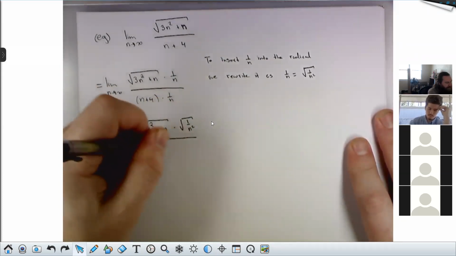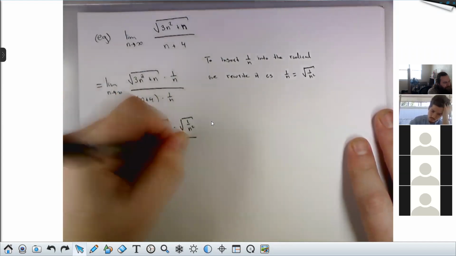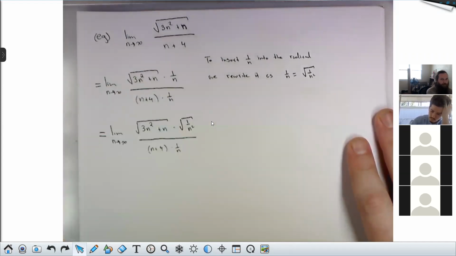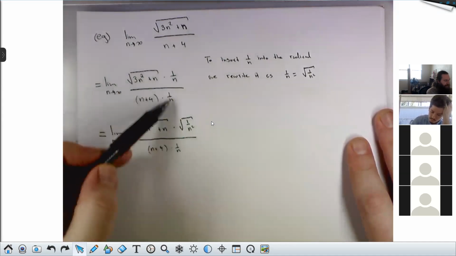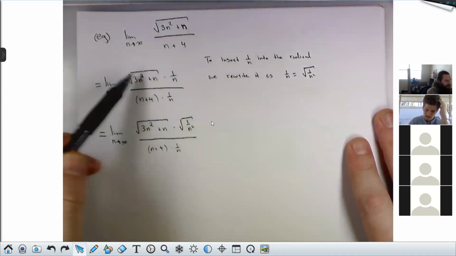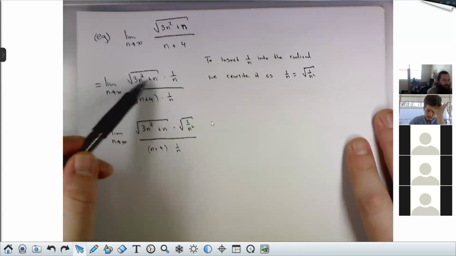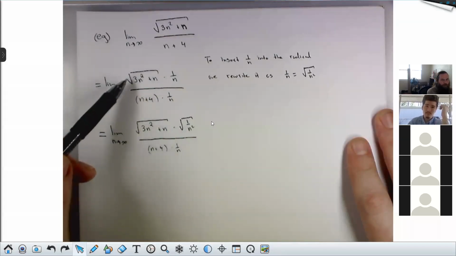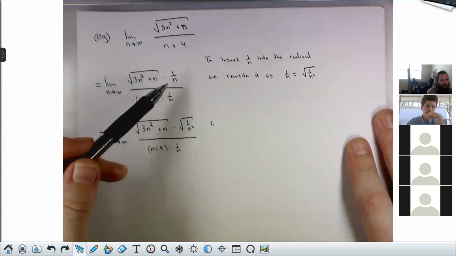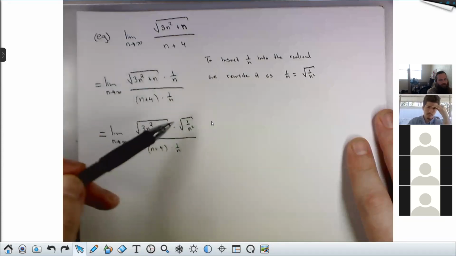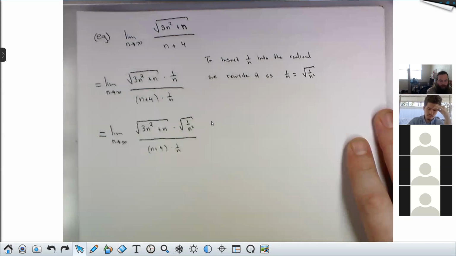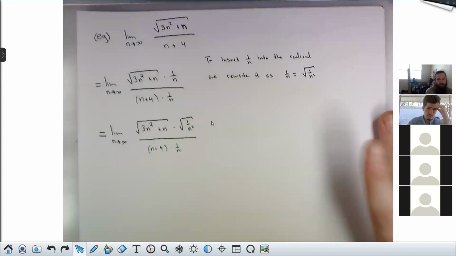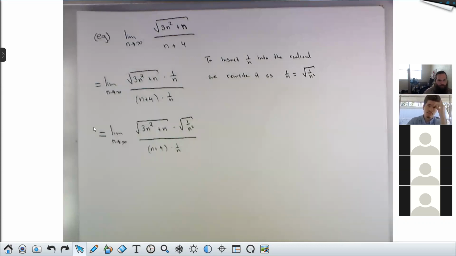Downstairs, I'm not doing anything with this stuff. So I divide top and bottom by n. Upstairs, I want to get this piece to interact with these pieces. To do that, I need to get it under the radical. To get it under the radical, I need to write it as the square root of something. Well, 1 over n is the square root of 1 over n squared. There's some stuff with absolute values here that I'm kind of ignoring, but n is going to infinity. I'm only interested in n being positive numbers, so I don't even have to worry about that.